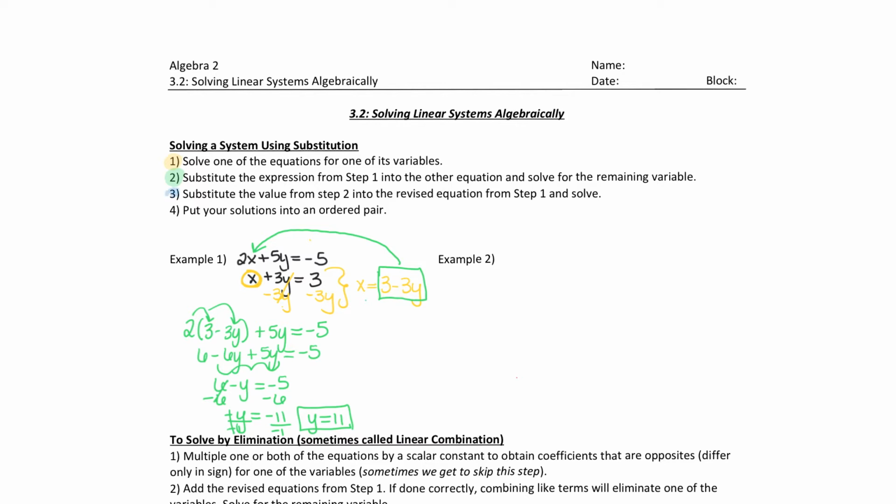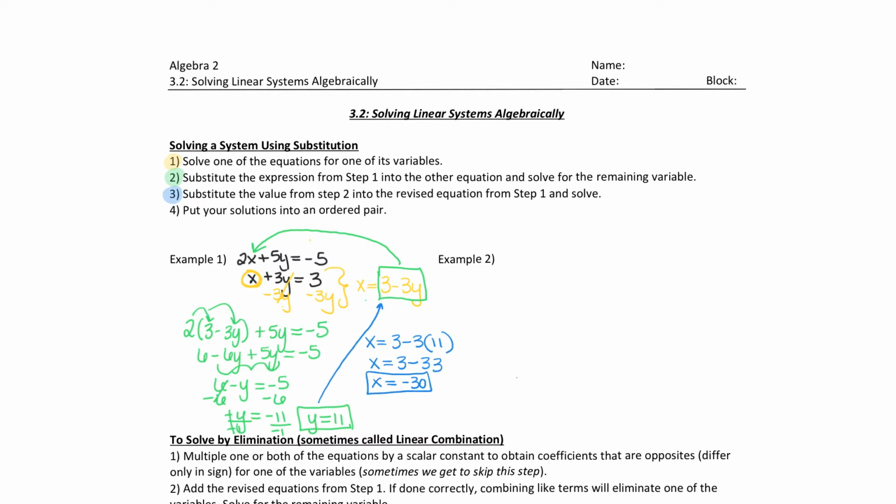Then let's do our third step. I'll do that in blue. We need to substitute what I got for y into my revised equation back from step 1. So I'm going to have x equals 3 minus 3 times y, but I now know that y is equal to 11. So I have x equals 3 minus 3 times 11, which is 33. So x is equal to negative 30.